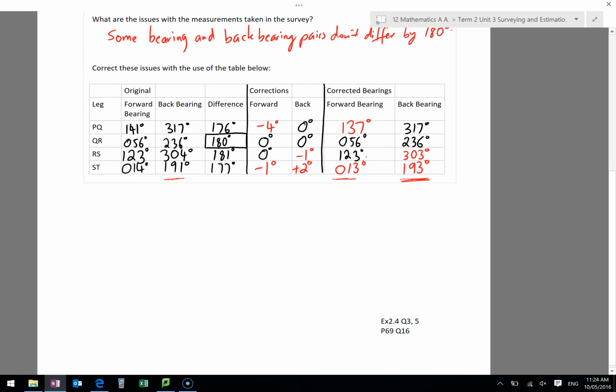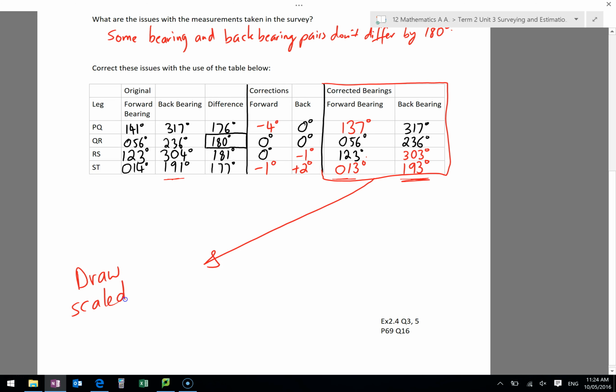Once we've got this corrected bearings table, I'll use this table to draw the scale diagram of the traverse, exactly like we did in lesson 7. So have a go at these questions. If you've got any questions, make sure you ask me.